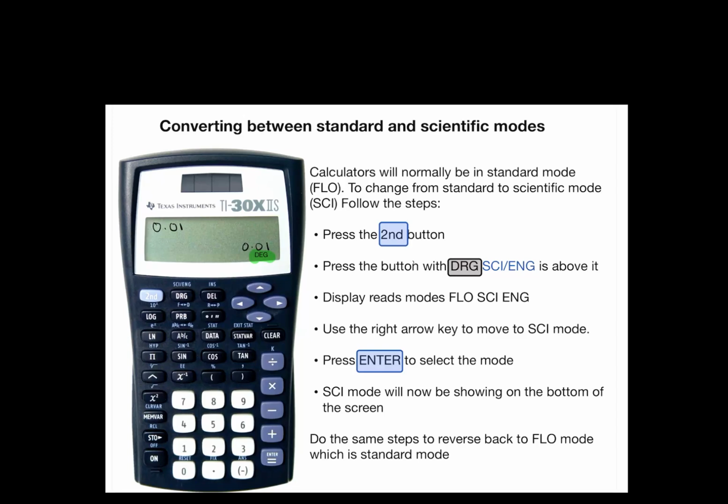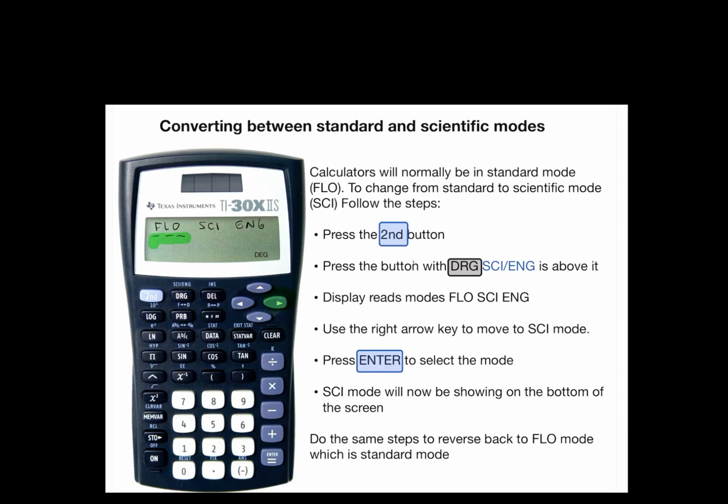So the first step to convert from FLO or standard mode to scientific mode is to press the blue second button here. When you do, you will notice second show up on the display. Next, press the button with DRG SCI above it. When you do, you will notice the second and numbers disappear. And now the display reads FLO, SCI, and ENG. FLO is the standard mode, SCI is scientific mode, and ENG is engineering mode. The current mode of the calculator is underlined.